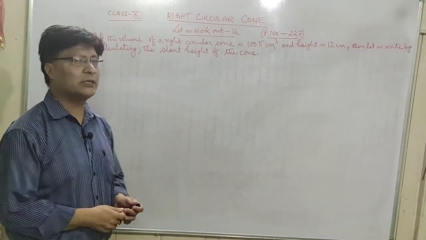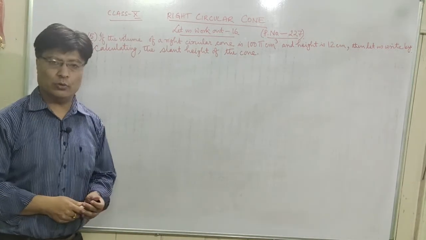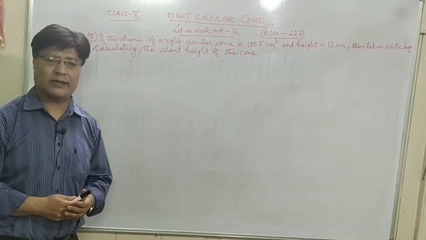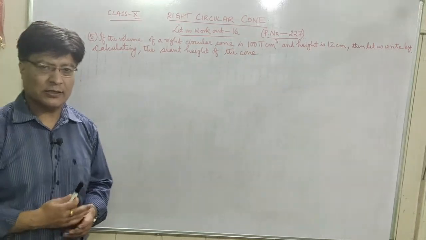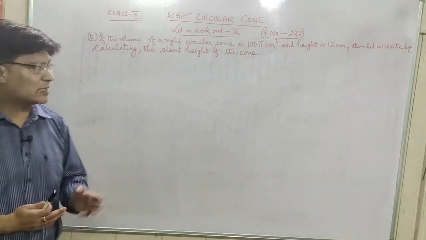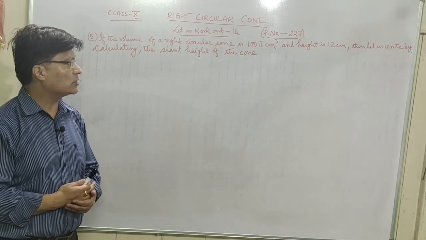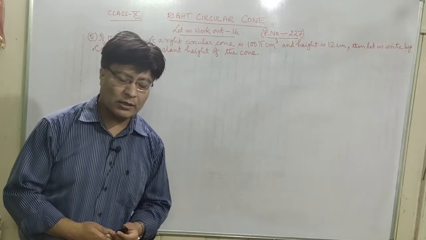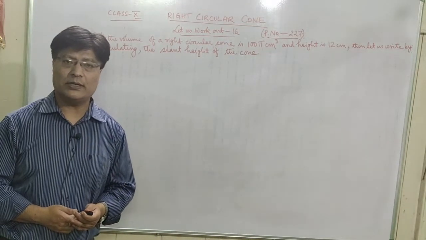So now I am doing class for class 10. The topic is right circular cone. In the last online class also we were doing the same topic, right circular cone, and we did some problems in that online class. So today is the continuation class for this right circular cone. Let us work out exercise 16, page number 227 from the book Ganit Prakash for class 10 by West Bengal Board of Secondary Education.